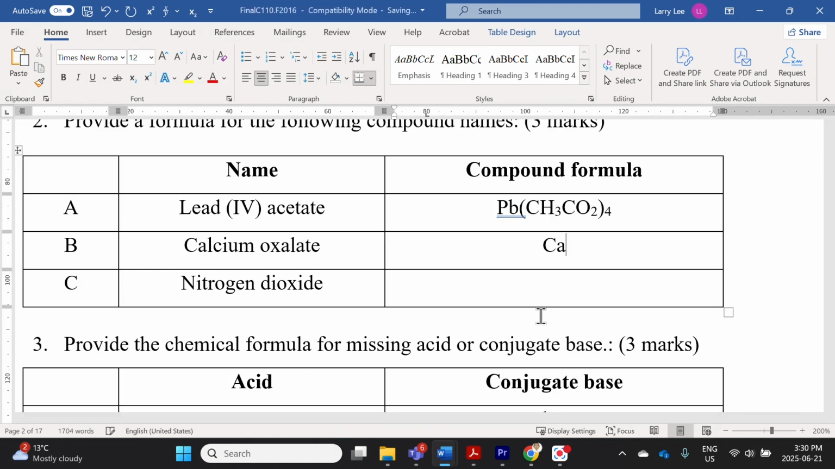So we're going to go calcium, C2O4. And this is the calcium oxalate.